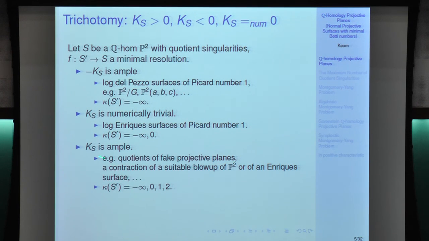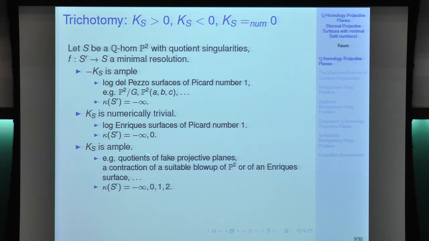The last case is general, I should say, as a sample. In this case, the example is a quotient of fake projective planes, or a contraction of a suitable blow-up of P2, or a suitable blow-up of an NK surface and then a suitable contraction. In this way, you also get Kodaira dimension 1 and general type. So the minimal resolution S prime has Kodaira dimension negative infinity, 0, 1, 2, all possible values.